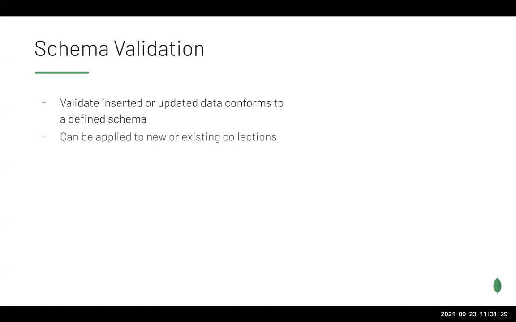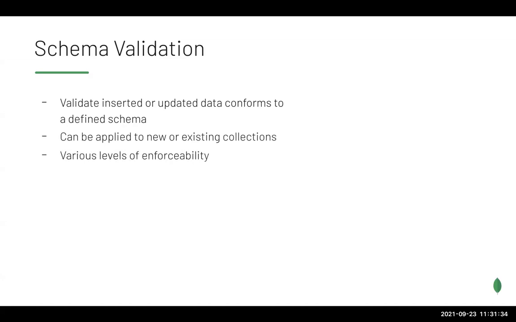Now, as your application evolves and gets bigger and you solidify some features, you may want to start enforcing a particular schema in the MongoDB document model. And this is something that is possible in MongoDB. So schema validation is a feature that allows you to validate that inserted or updated data conforms to a defined schema that you or your database administrator has enforced.